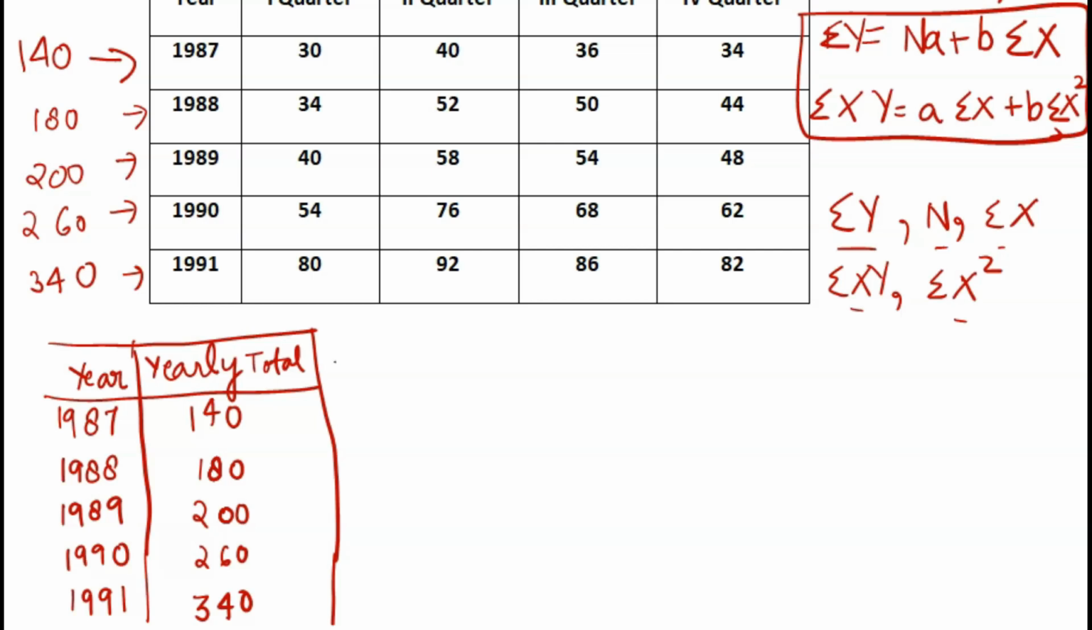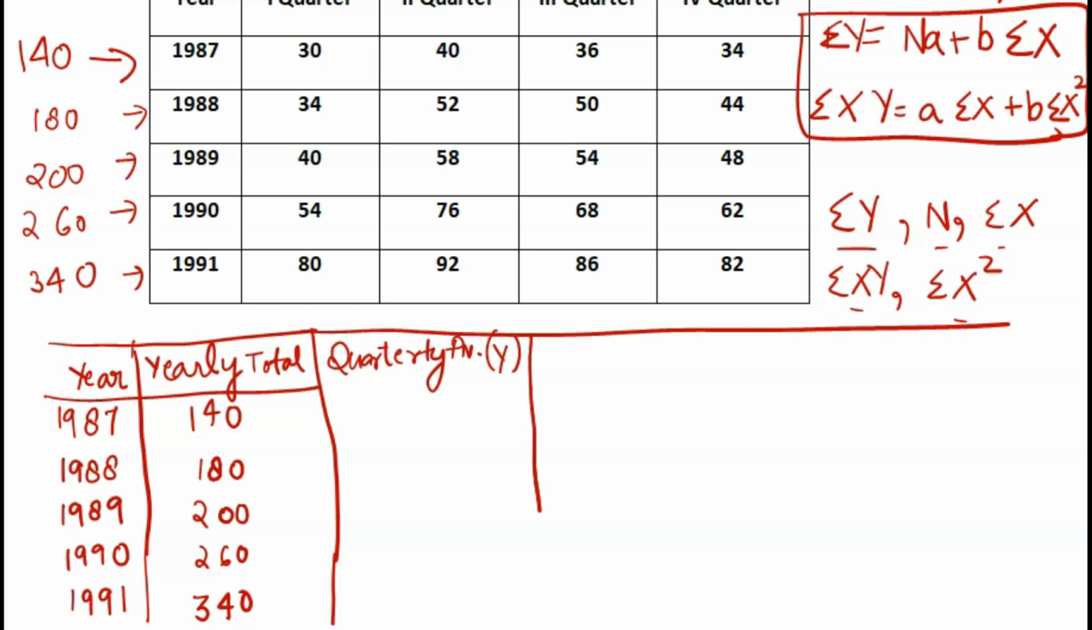Here the yearly total we have calculated. Now one more thing, the quarterly average we have to find out, and that will be y here. The yearly total 140 we got by adding all 4 values. The average of this is 140 divided by 4, which is 35. 180 divided by 4 is 45. 200 divided by 4 is 50. 260 divided by 4 is 65. 340 divided by 4 is 85. Like this we get the values.